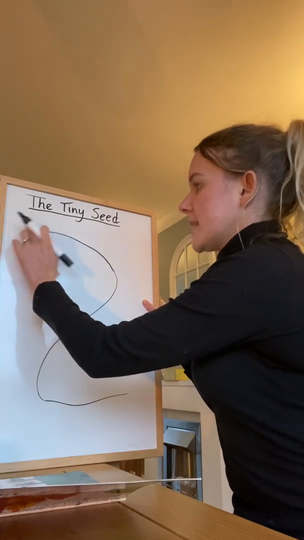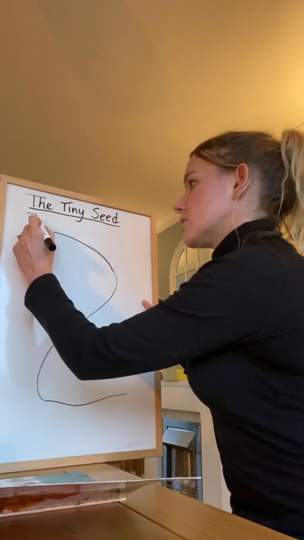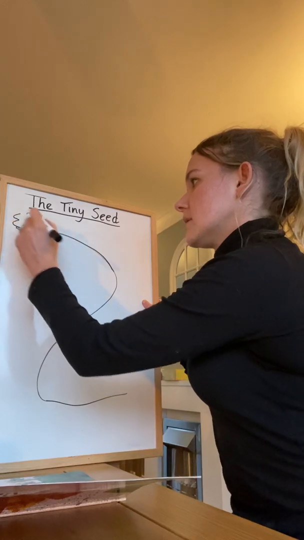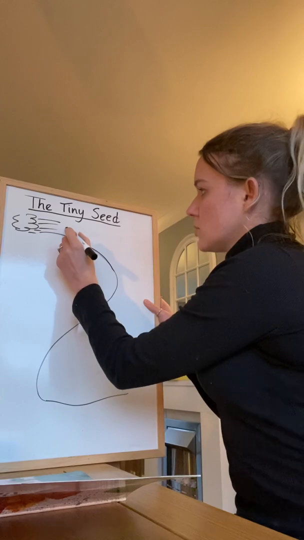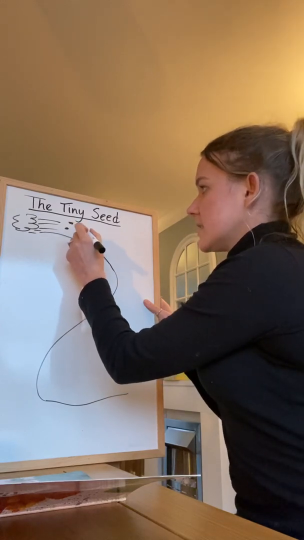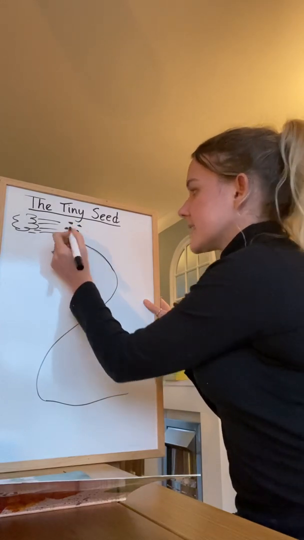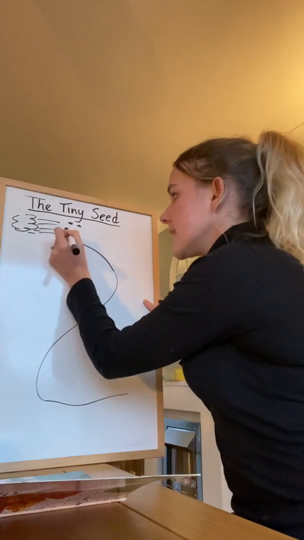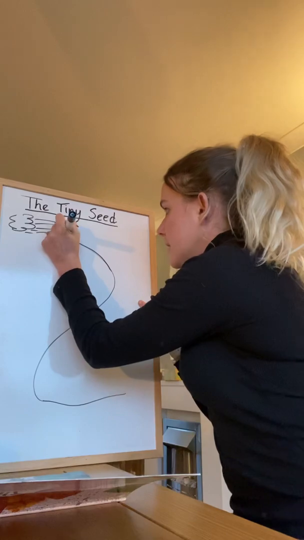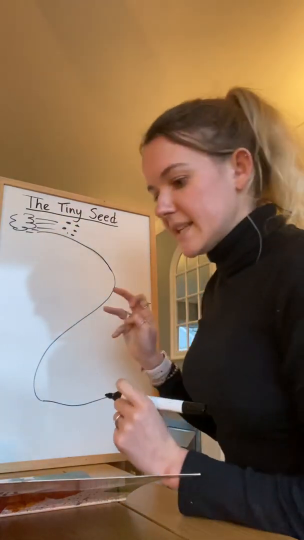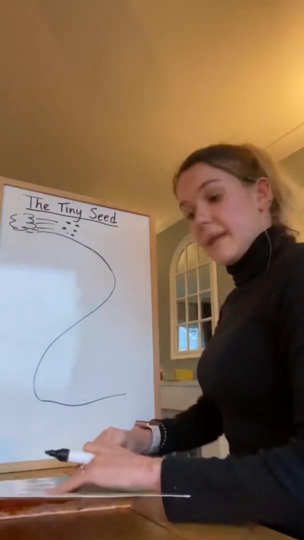How do I draw wind? That's a good point. I'm going to draw my wind, and I'm going to draw the seeds floating across the land, and I'm also going to show a really small seed there. I'm going to make him even smaller because he is the tiny seed. And I'm going to find out where they go next.